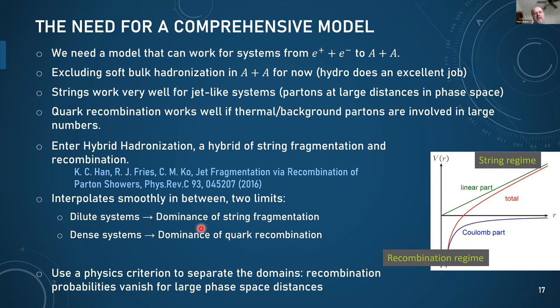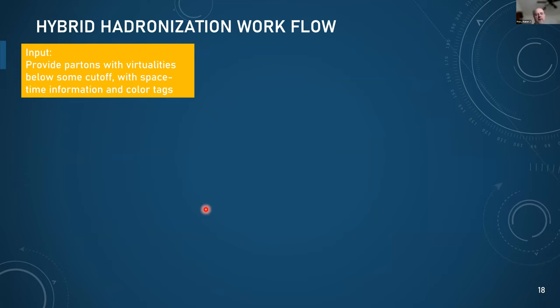That can be given naturally by recombination probabilities, because if things are far apart in phase space, recombination probabilities are naturally small. They dive down to really small numbers. So it naturally cuts off if you limit the number of excited states that you can create. That's a natural cutoff. So here's the flow diagram of how this works.